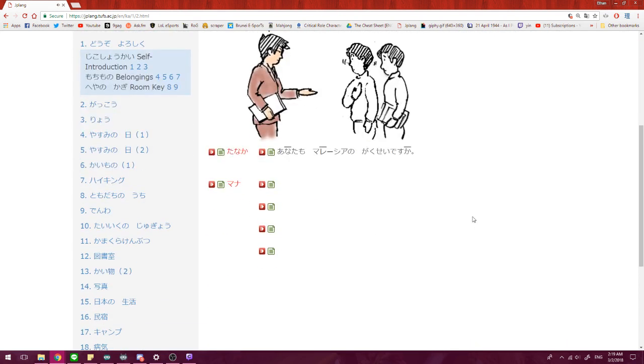あなたもマレーシアの学生ですか？いいえ、私はマレーシアの学生ではありません。タイの学生です。私はマナです。どうぞよろしく。 Okay, obviously that was fast.